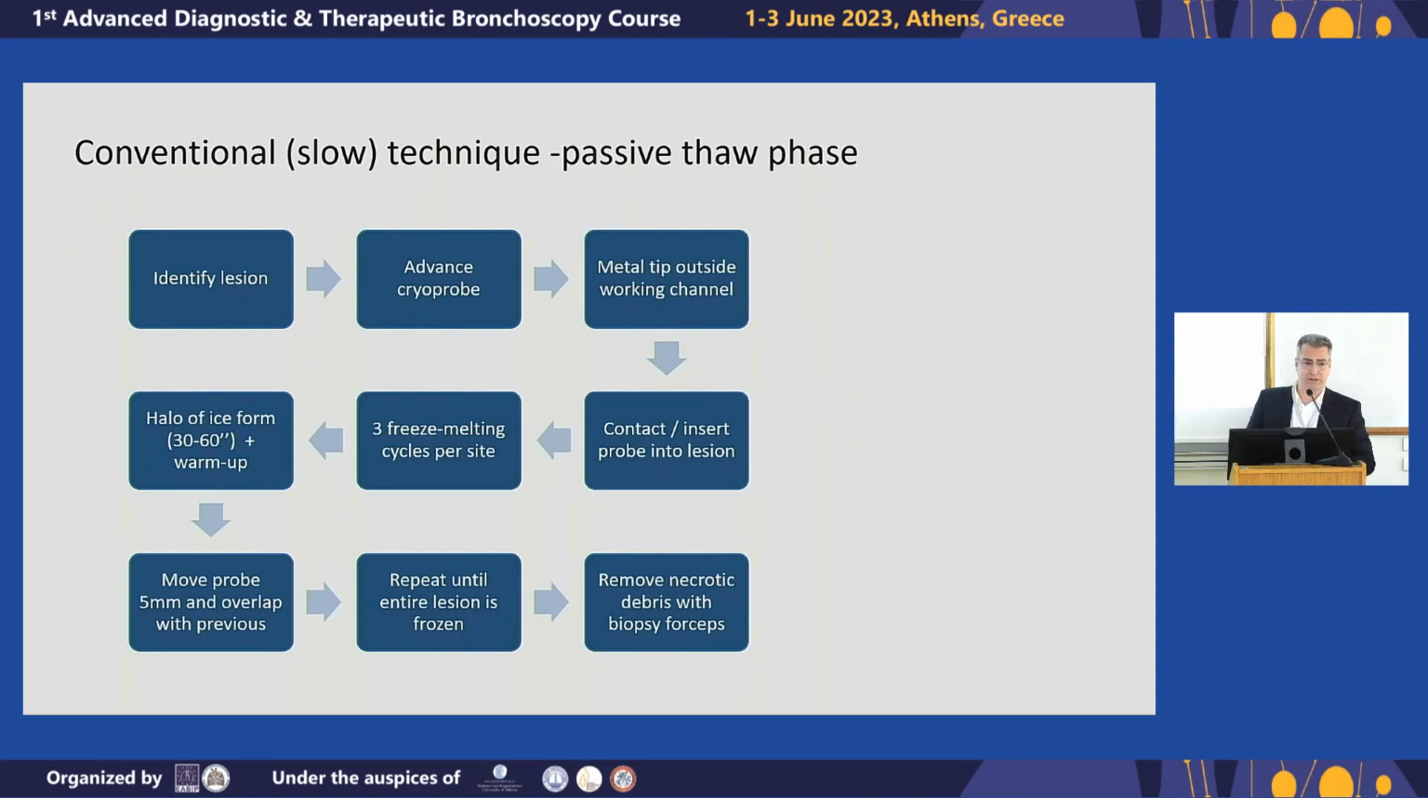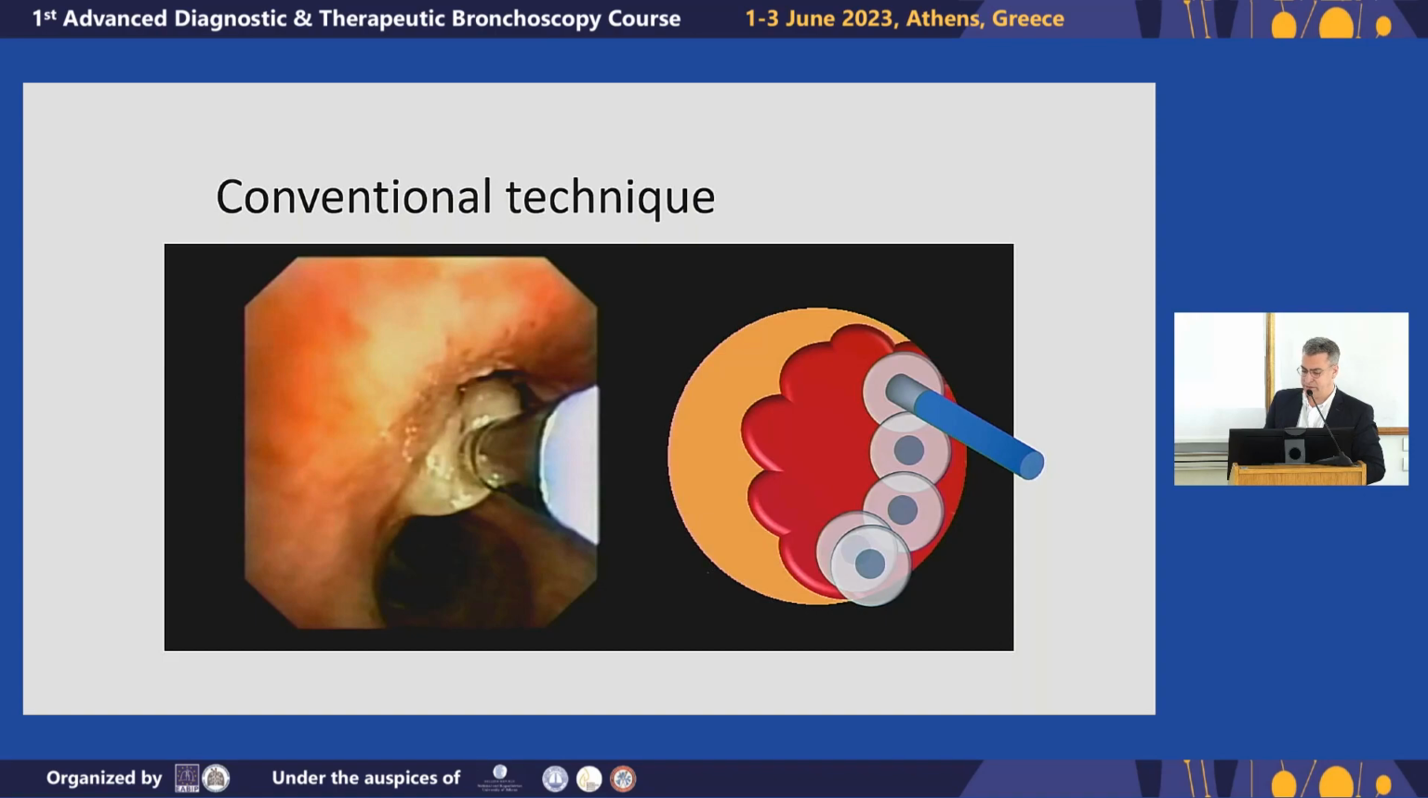We have the conventional technique, which is we slowly pass the cryoprobe with freezing and thawing cycles, millimeter by millimeter, and we try to apply this cold technique on all the tissue, and this can have this prolonged effect up to 3 weeks, as we discussed. And this is the conventional technique. So each millimeter of tissue is treated for approximately 1 minute.